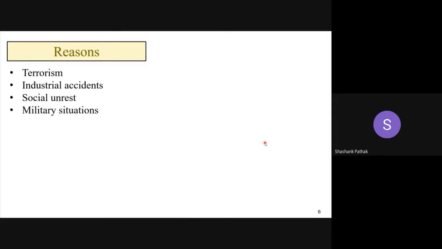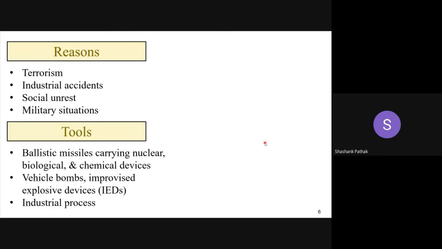So till now we discussed there can be different reasons for explosion: terrorism, industrial accidents, social unrest, military situations. And different kinds of tools can be used. For example, ballistic missiles that can carry nuclear, biological, or chemical devices. Vehicle bombs and improvised explosive devices can be used by terrorists, and industrial processes also. For example, some industry that is creating some kind of gases, or a petrochemical industry, there can be an explosion.